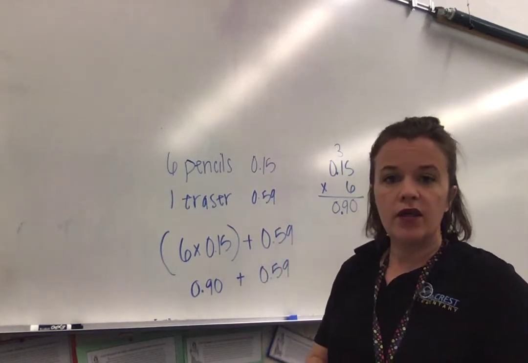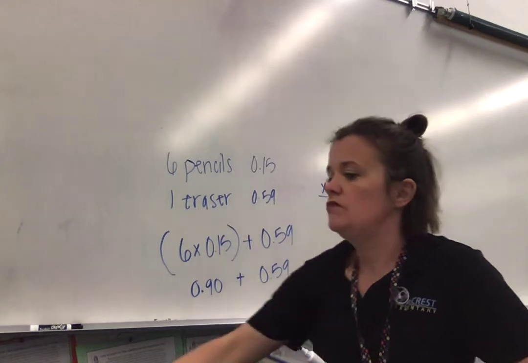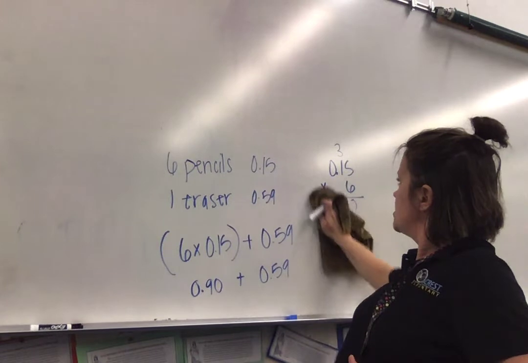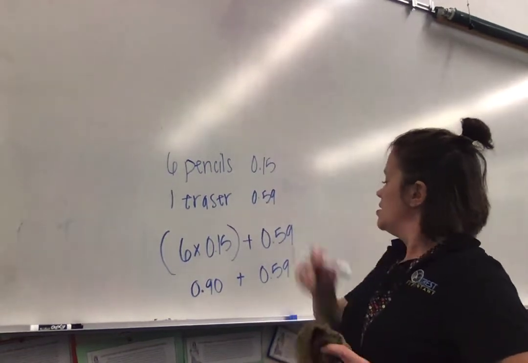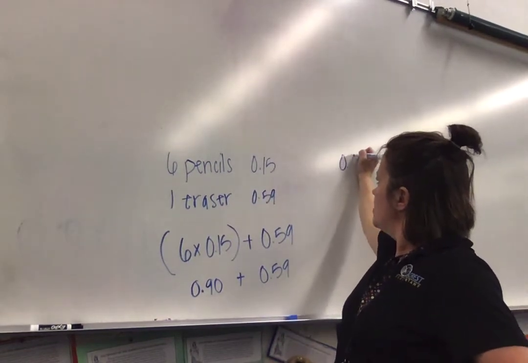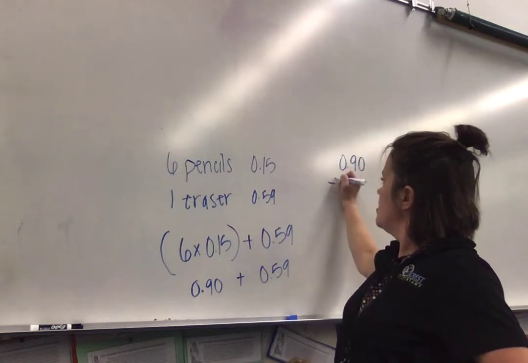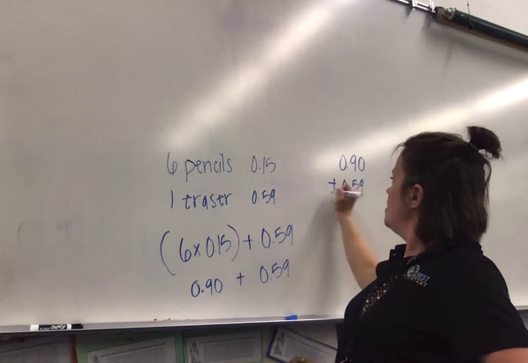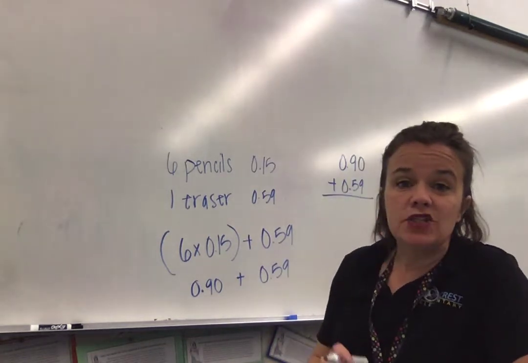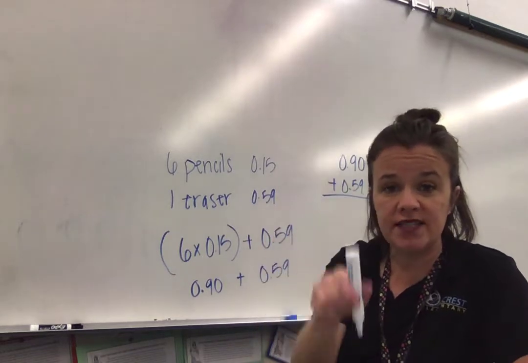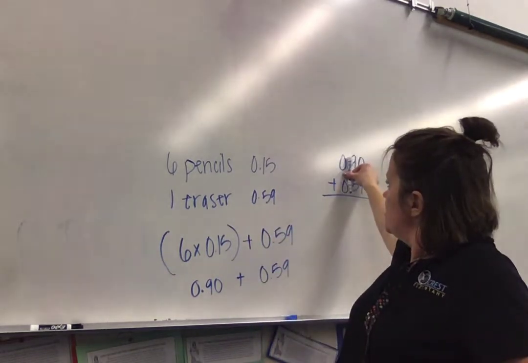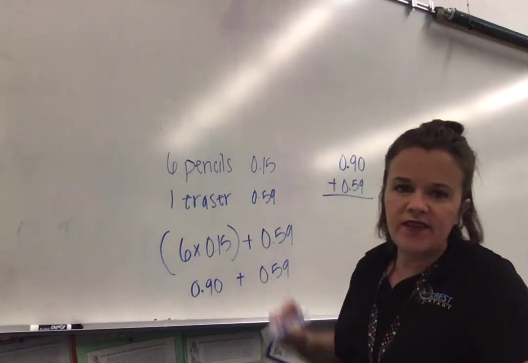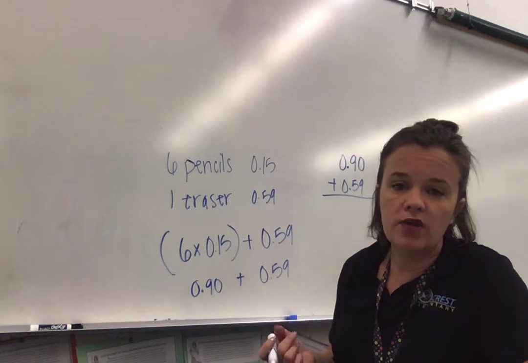Okay, so now I'm going to carry on. I'm not done yet. So now I have to add those two numbers together: 0.90 add 0.59. When we're adding decimals, it is extremely important that you line up your decimals. They have to be right on top of each other. Otherwise, you can mix up your place values and then your answer would be wrong. And we don't want to do that, right?